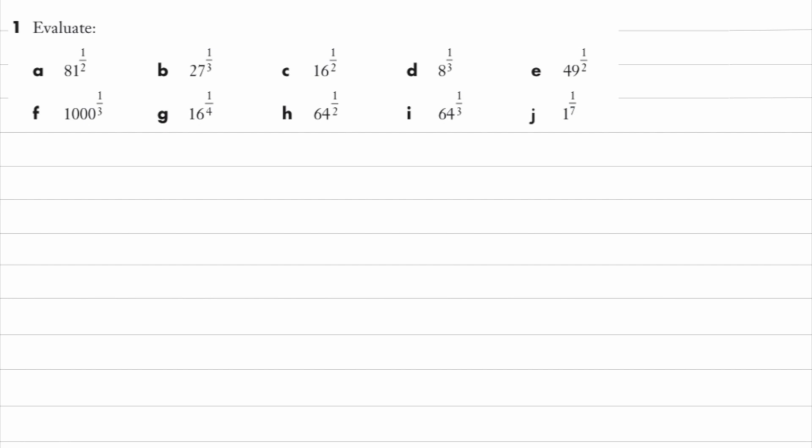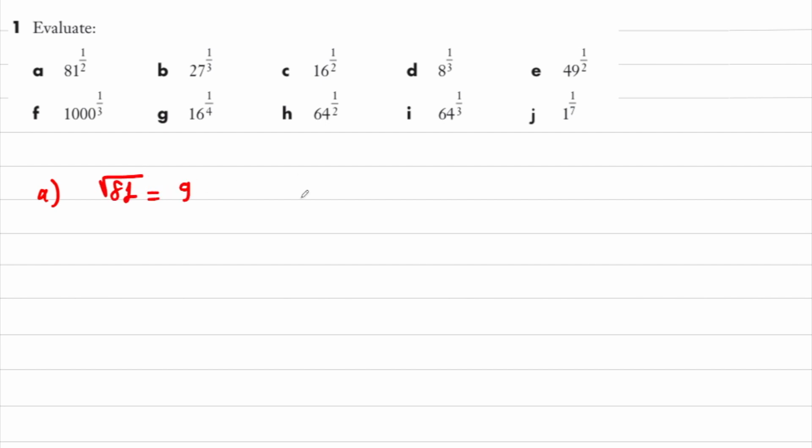Let's practice fractional indices. Question 1, evaluate. For this question, you can use your calculator, but maybe you don't need to. It's very easy. 81 to the power of 1 over 2, so the square root of 81.